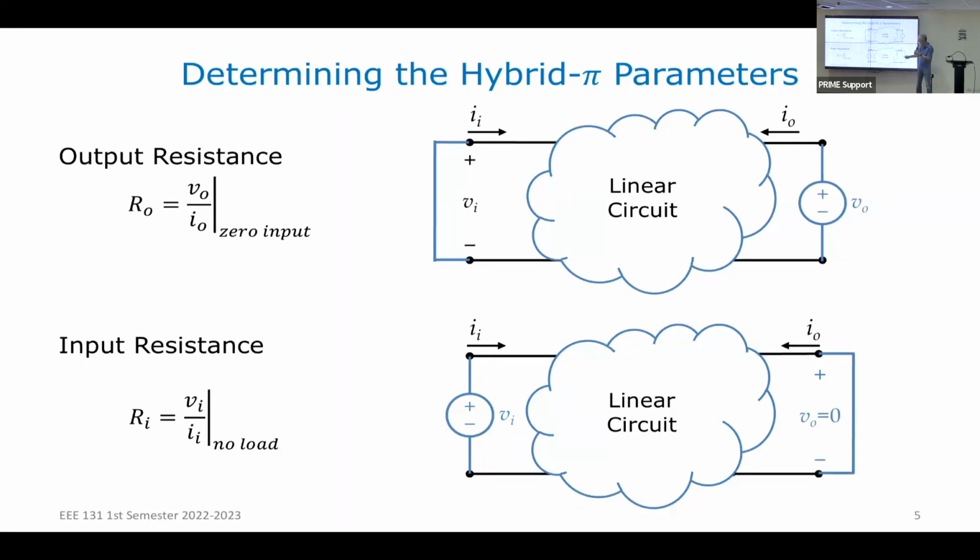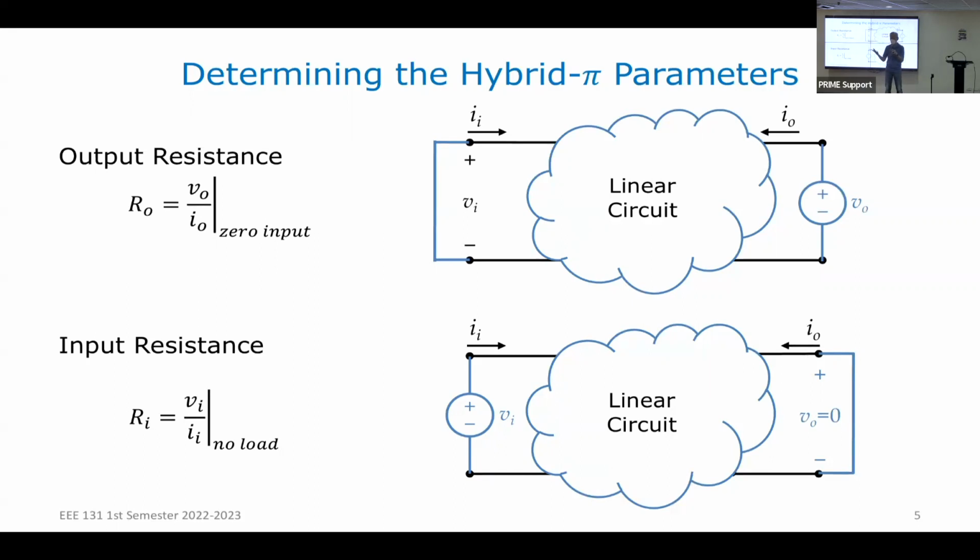So here, I just assumed we're using the Norton model. So input voltage divided by input current at no load, that is your input resistance. It should be easy to remember. Output resistance, output voltage over output current. Input resistance, input voltage over input current. This one, zero input. This one, no load.